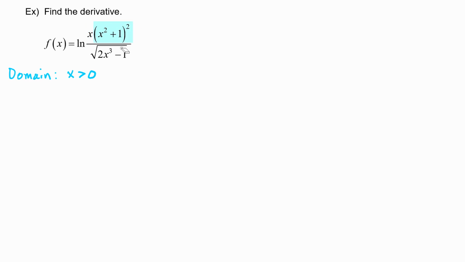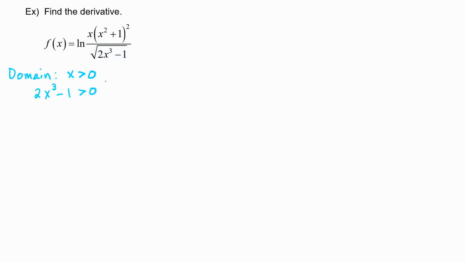We have this x squared plus 1 squared. Now x squared plus 1 is always greater than or equal to 0 for all values of x, so we don't have any domain restrictions here. In the denominator, we have a radical. The argument of the radical, normally we would set it greater than or equal to 0, but since it's in the denominator here, we will set it to strictly greater than 0. So 2x cubed minus 1 has to be greater than 0.